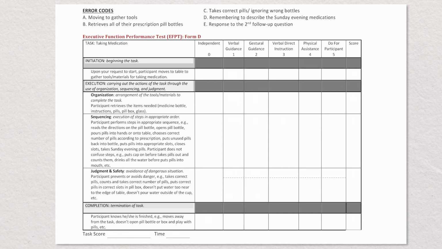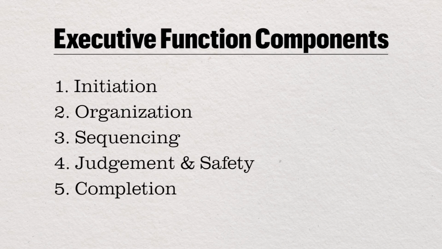The form has 6 levels of cues listed on the top. The cues are organized into 5 executive function components. The component a cue is organized under is dependent on the reason the cue was required. Initiation is the start of the motor activity that begins the task. Organization is the physical arrangement of the environment, tools, and materials to facilitate efficient and effective performance of steps.